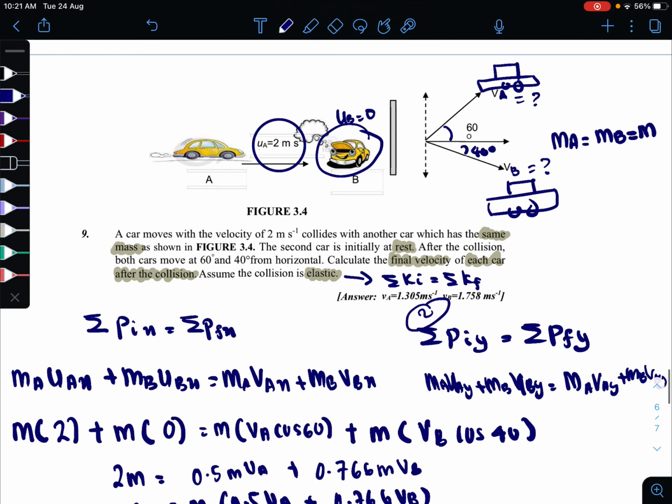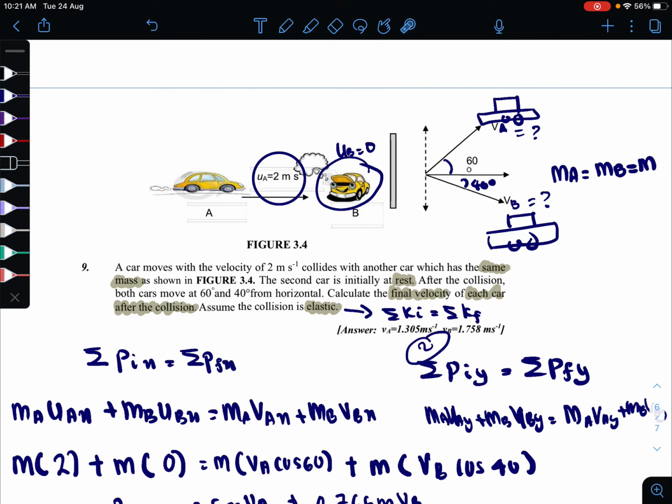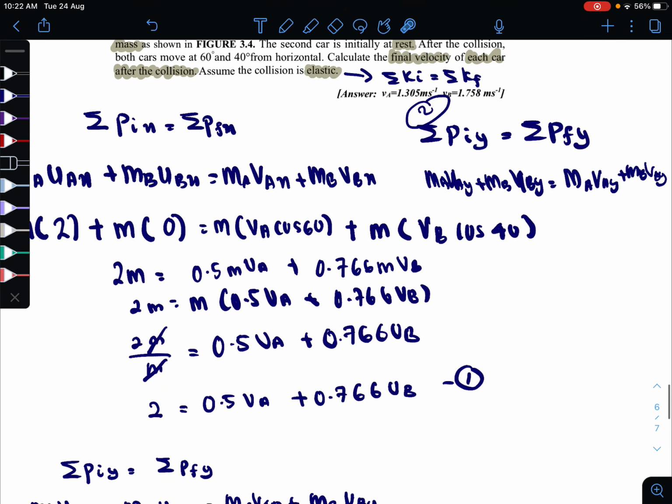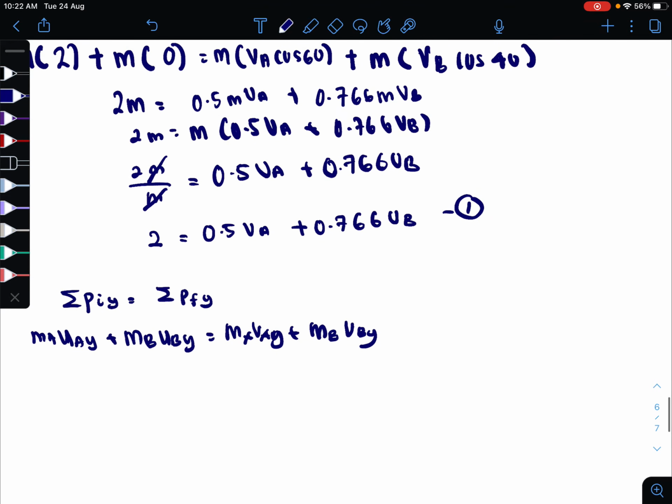Before I substitute, let us look back at the picture. Initially, your car were only moving along X. Along Y tak ada pergerakan. Dia tak gerak atas bawah langsung. Dia tengah gerak ke kanan sahaja. So all the momentum along Y component for the initial part is going to be 0. Sebab kita tak ada pergerakan along Y component. You do not have any velocity along Y dekat sini. Dua-dua ni kosong. Ini kosong, ini kosong. So I'm going to simply write 0 terus.